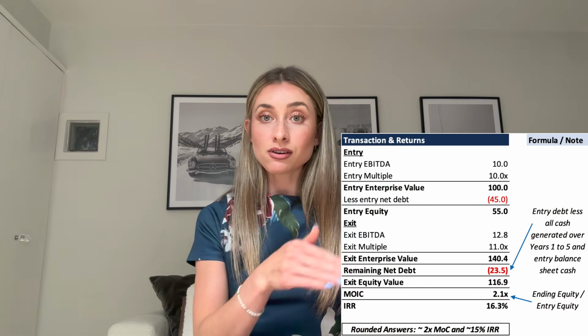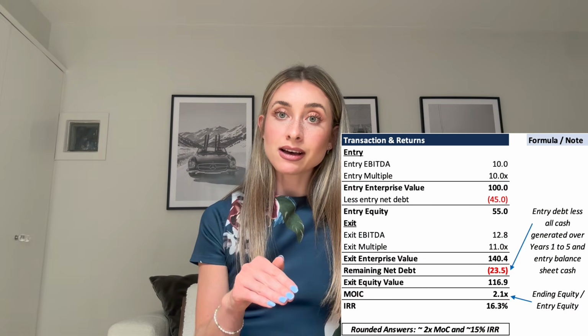And then in order to calculate the returns, we divide our ending equity value by our entry equity value, which gives us our multiple of cost. In this instance, this works out to around 2.